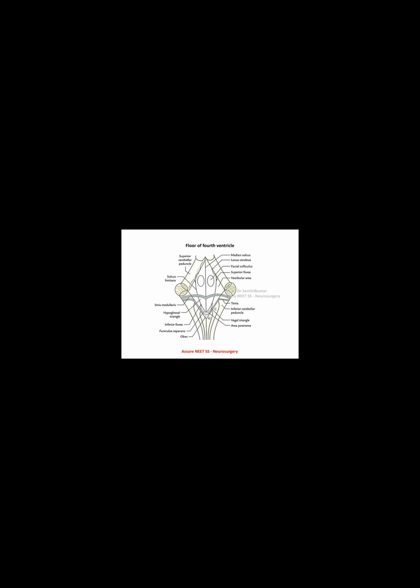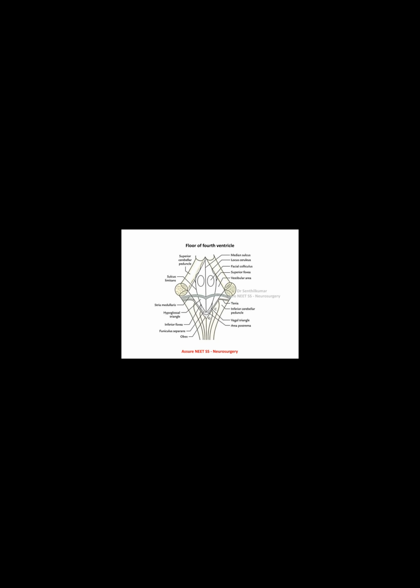There is one more question. All the following cranial nerves are located in the fourth ventricle floor except: abducens nerve, trochlear nerve, hypoglossal nerve, vagus nerve. To crack the floor of fourth ventricle, you should memorize this picture. You can easily approach this picture.